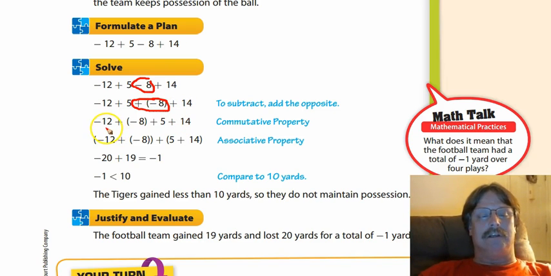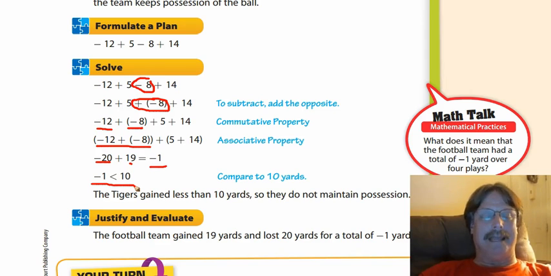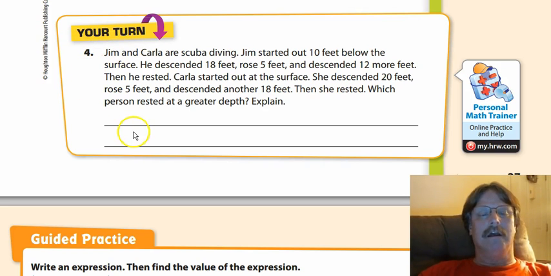We now use the commutative property. We take negative 12 plus negative 8, and that makes negative 20. They regrouped here with the associative property. And then the 5 plus the 14, and that's going to equal 19. And we take negative 20 plus 19, and that gives us negative 1. We make that comparison, and it shows here we have not gained the 10 yards to be able to keep the ball.